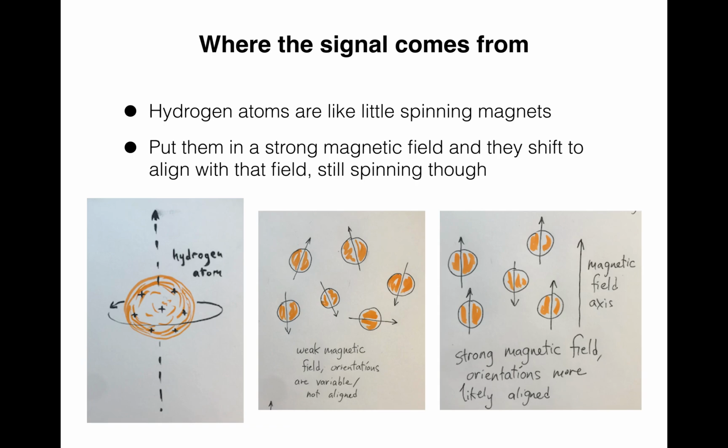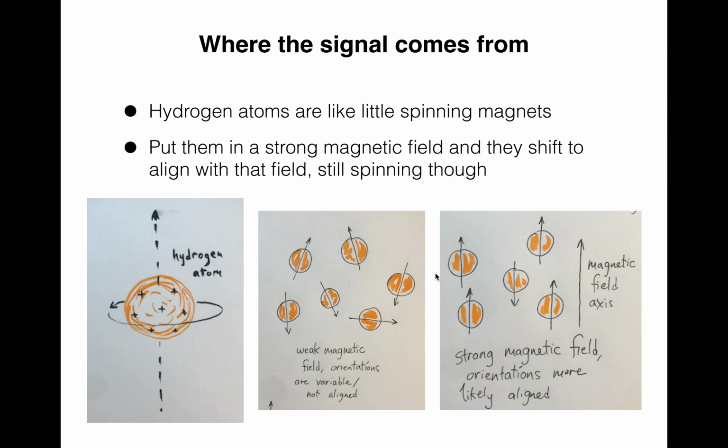Hydrogen atoms are like little tiny spinning magnets. So here's a picture of a hydrogen atom, and like any magnet, it's got an orientation, a north and south to it. Unlike your standard magnet, it is spinning really, really fast. In a weak magnetic field, all of the hydrogen atoms in your brain are oriented in any which direction. So their magnetic moments, their magnetic orientations, are all over the place, variable, not aligned with each other.